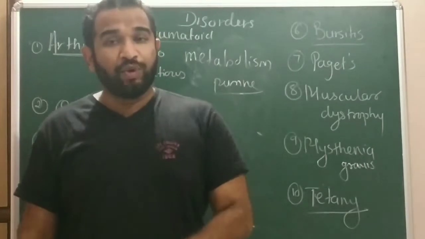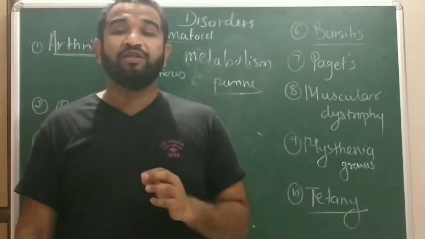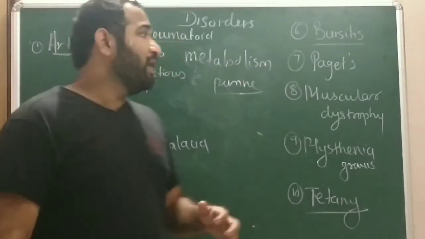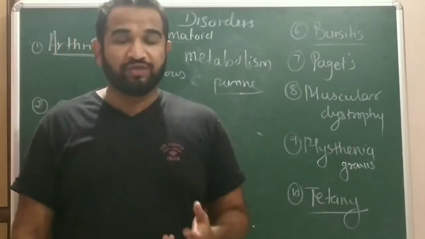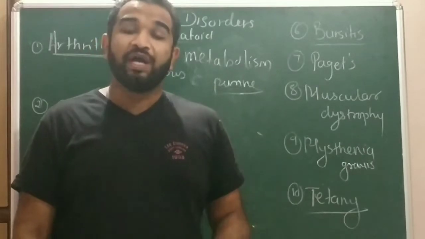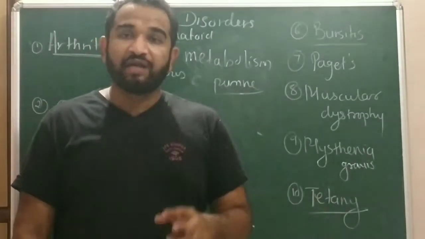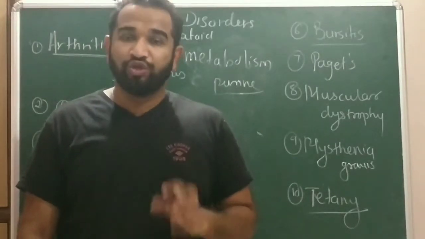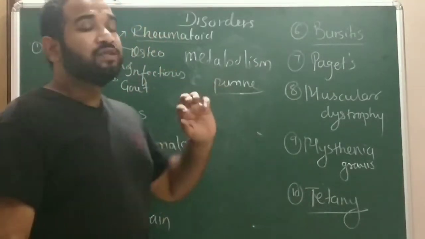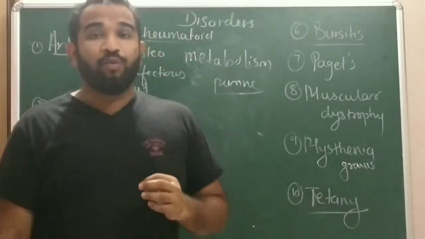starts getting accumulated in the form of uric acid, okay, and sodium urates, which are also called the urate salts, which is basically the sodium urate, and these salts start accumulating in between the joints and cause inflammation of the joints. Okay, and these urate salts are also present in the form of crystals.